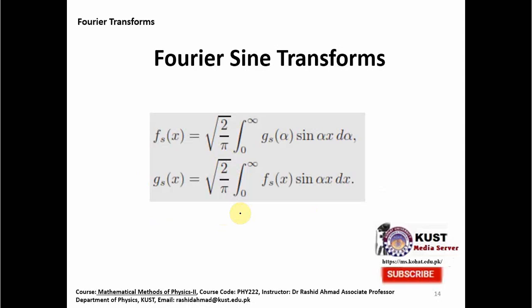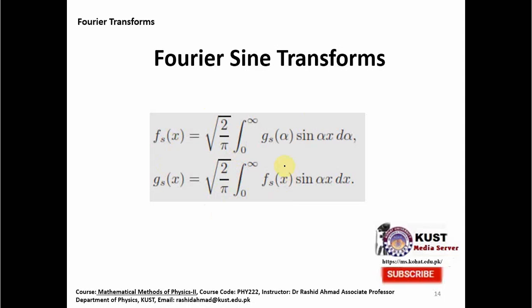So from this, now you see that we have defined that f of s is equal to 2 by pi under root and g of alpha into sine alpha. These are called the Fourier transforms. So this is the Fourier transform and this is its inverse, and you see that in these definitions we have split this factor between the transform and its inverse, so that it completely looks symmetric.